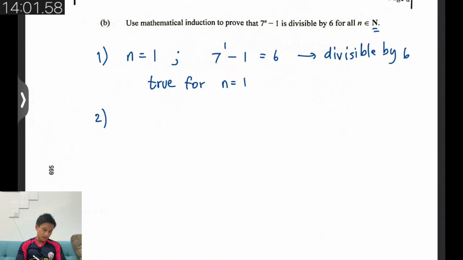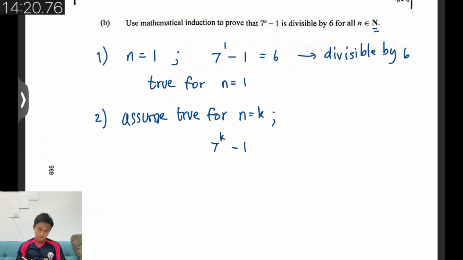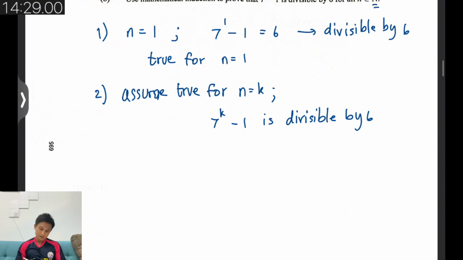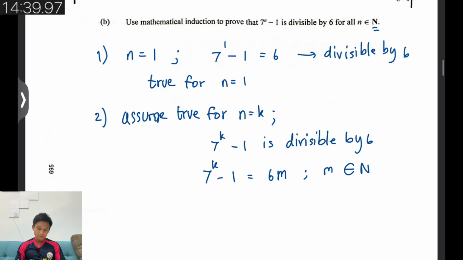And now this is the induction step, the assumption step. So you assume it is true for n equals k. That means 7 to the power of k minus 1 is divisible by 6. So what do we have here? We're going to have 7 to the power of k minus 1 equal to 6 times some integer m, where m is a natural number.